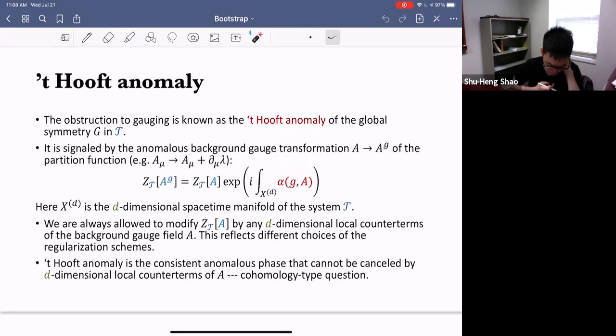As I mentioned before, we are always allowed to modify the partition function by any d-dimensional local counterterms of the background gauge field. By adding such a local counterterm, we will modify this anomalous gauge transformation. Sometimes we might be able to completely remove this phase by adding such a d-dimensional local counterterm. But when this is not possible, this is known as the 't Hooft anomaly. So the 't Hooft anomaly should really be thought of as all the consistent anomalous phases that cannot be canceled by choosing an appropriate d-dimensional local counterterm. And this is some kind of cohomology type question. That's the reason why the classification of anomalies generally is given by some cohomology type mathematical object.